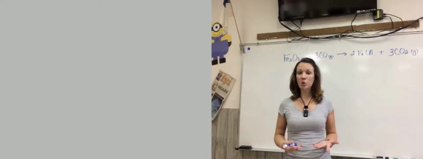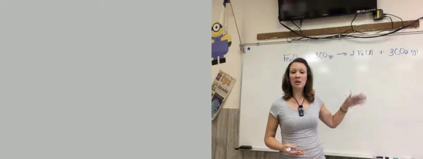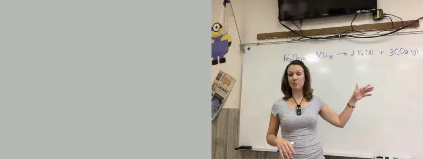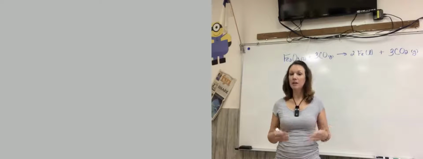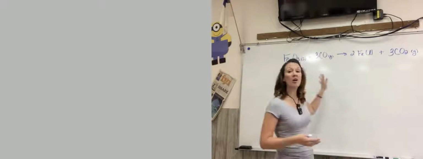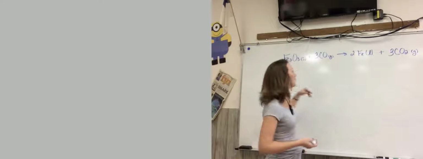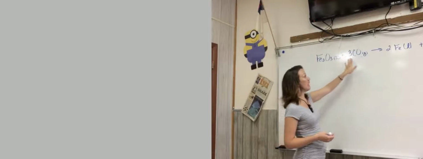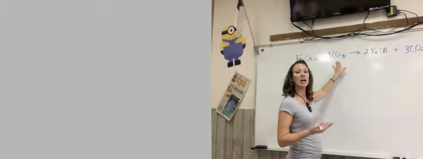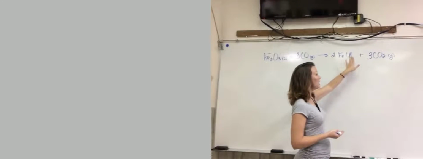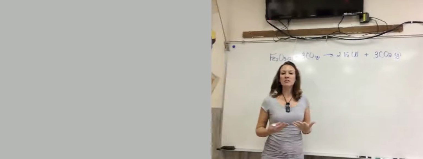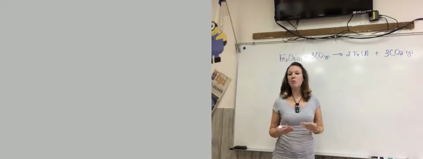So if you're ever given a question and it doesn't actually give you the equation, it gives you the word format, you need to figure out what your balanced equation is going to be before you can do anything else. Here, as you may notice on the board, I already have a fully balanced equation. So what we're working with is iron 3 oxide reacting with carbon monoxide in order to produce iron and carbon dioxide.